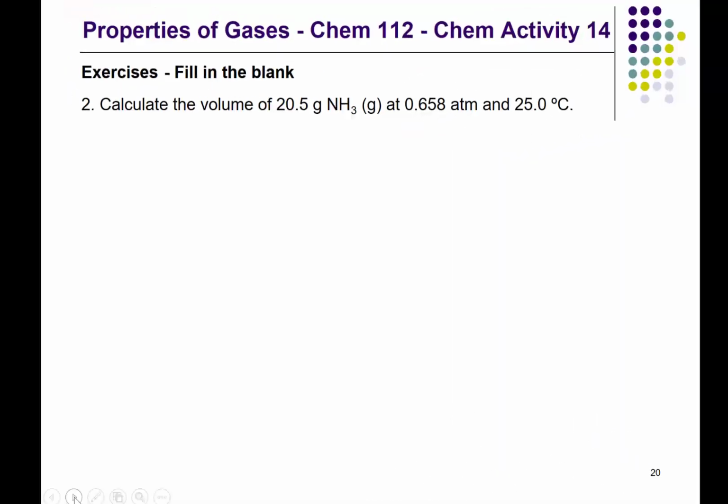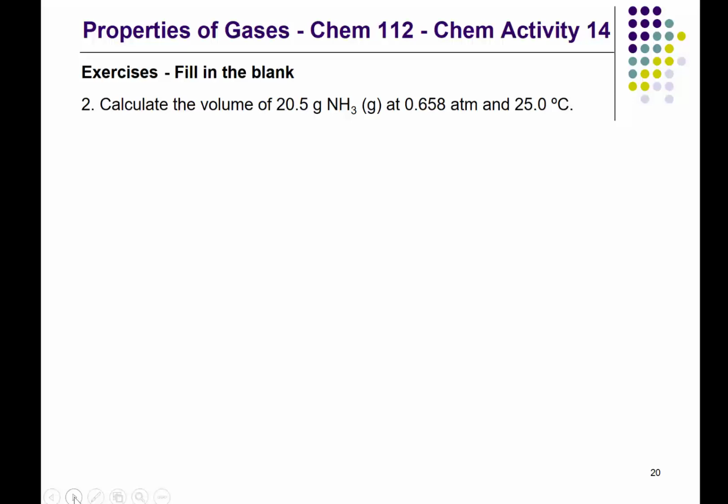In the next problem, you're asked to calculate, once again, a volume of a particular gas, ammonia, but this time you're given its mass rather than moles. Further, you're given the pressure in atmospheres. We need the pressure to be in bar, and you're given the temperature in Celsius. We need the temperature to be in kelvins. So we need to do some conversions.